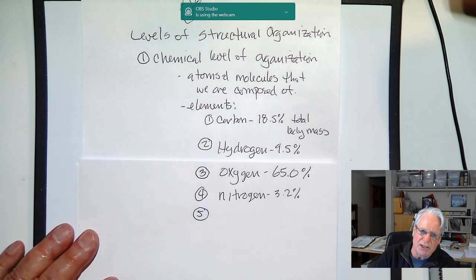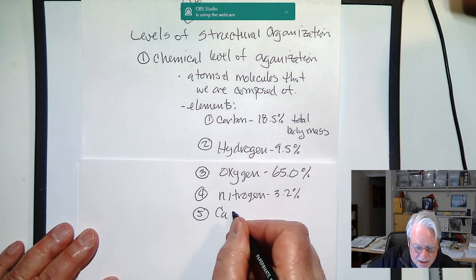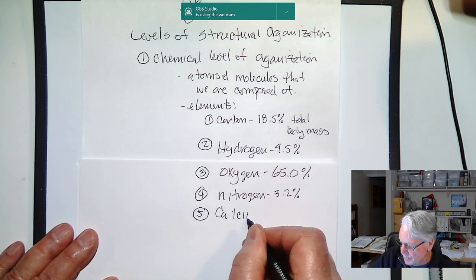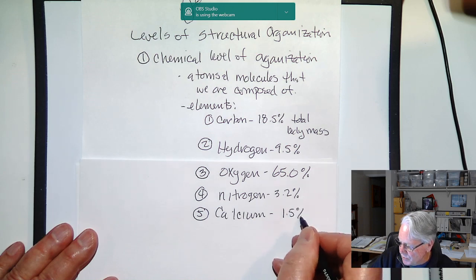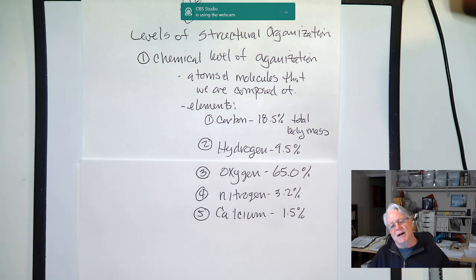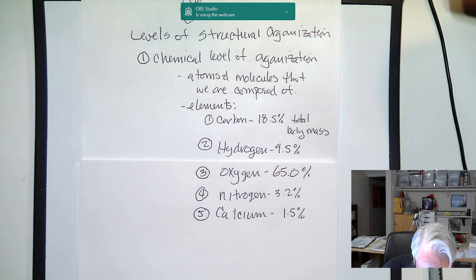But if we want to go down one more, the next major component, believe it or not, is calcium. And this represents 1.5%. So it really drops off now. And of course, we could go through a complete list, and the numbers would get smaller and smaller and smaller. Okay? So that's the chemical level of organization.